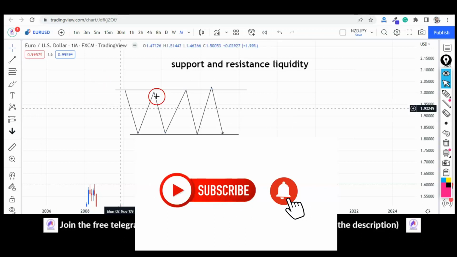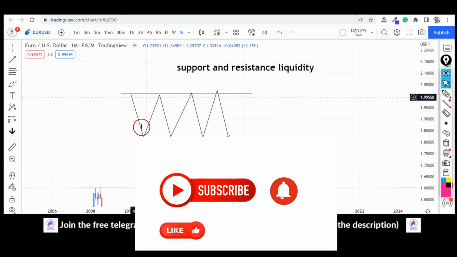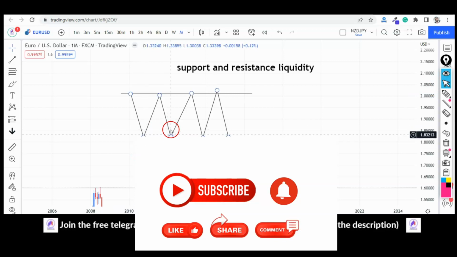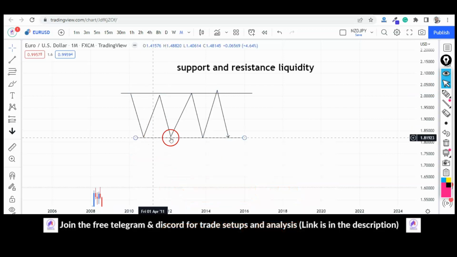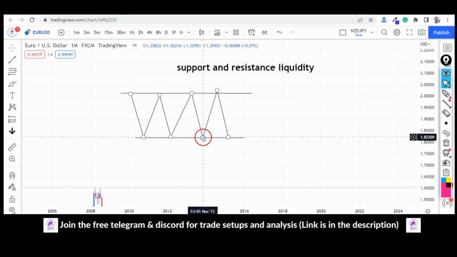So without wasting time, what is support and resistance? Support and resistance are simply zones where price has touched at least 2 times. Then on the third touch here, for support, you can take that trade.